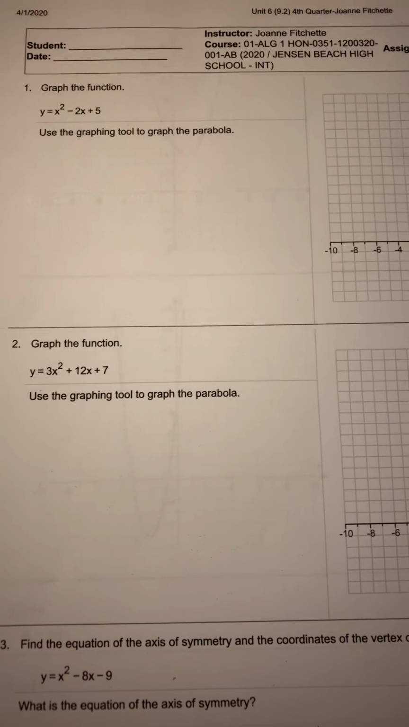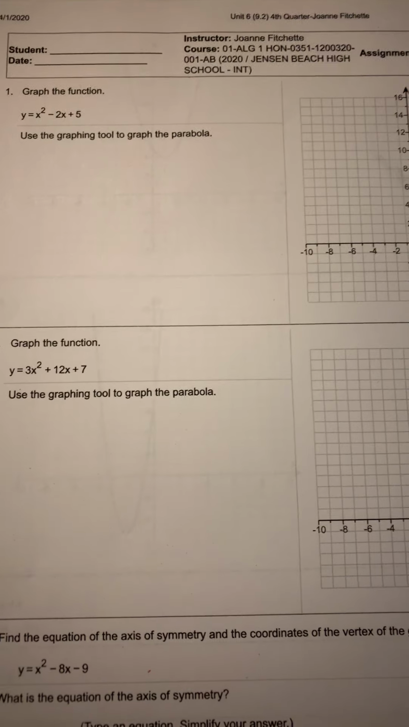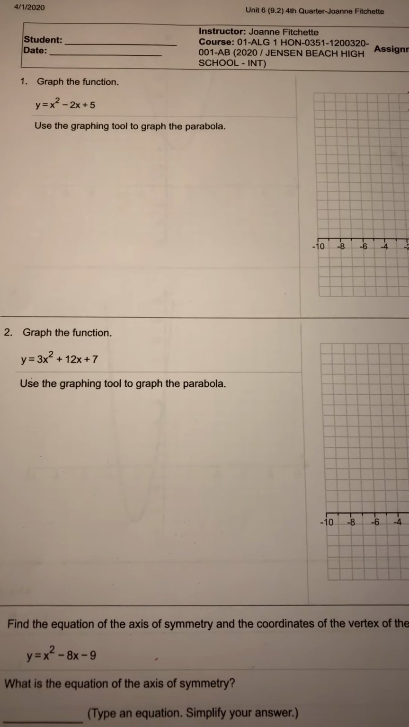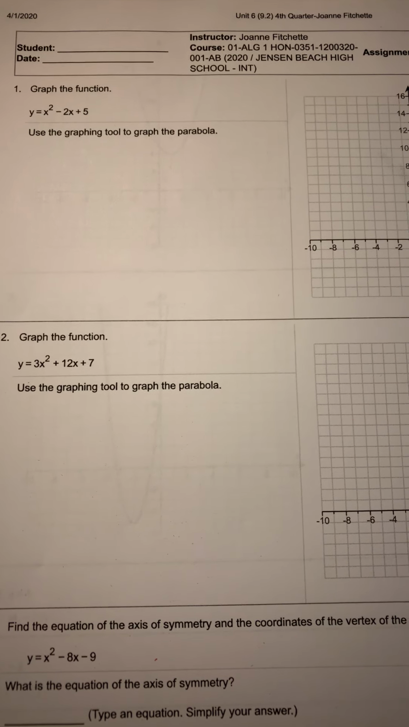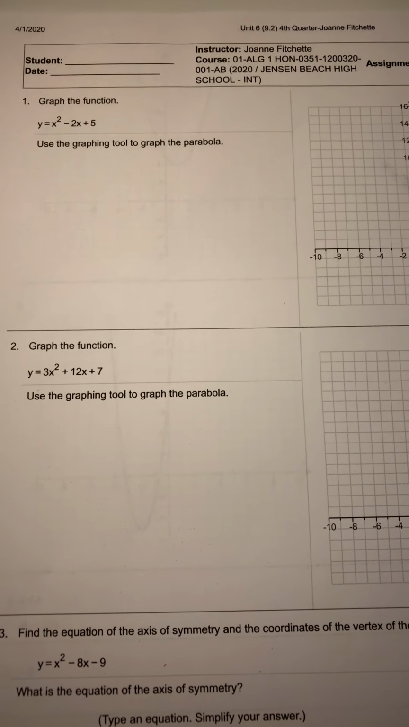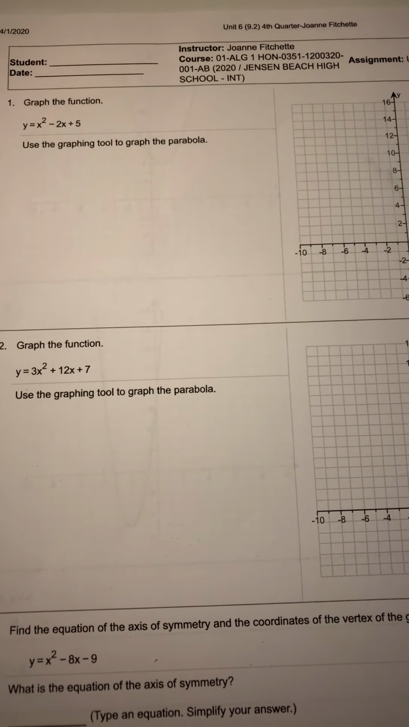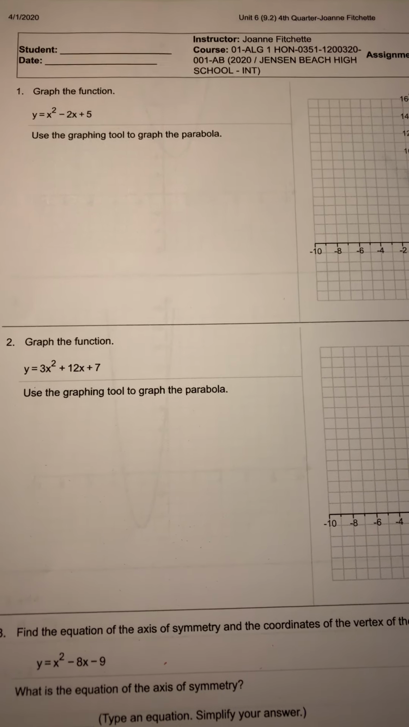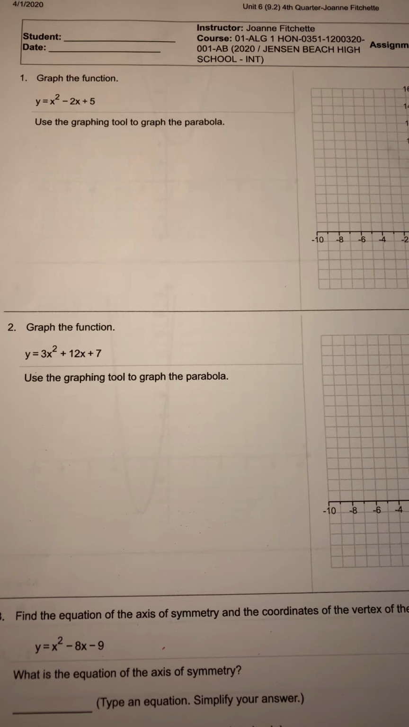Okay, everybody, I had a question about 9.2 Math Excel. Somebody emailed asking if possible to walk you through at least the first question, just to make sure that the axis of symmetry is the one that we need to use. All right, so let's try number 1.